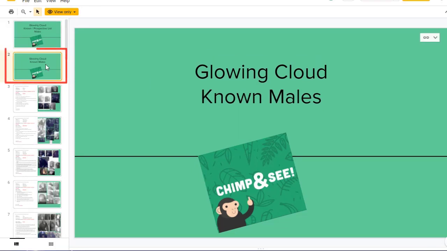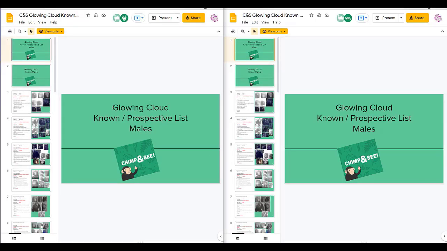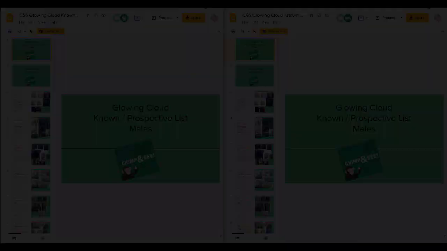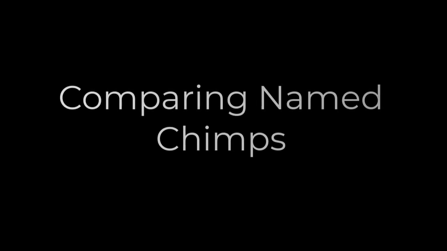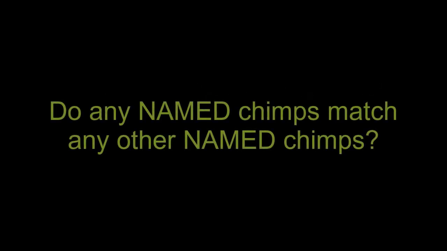The named chimps are always listed at the top in the order they were matched. Anytime I'm comparing chimps, I find it easiest to use two browser windows, each pointing to the same KNP list. The first thing we need to do is go through the list of all the named chimps and compare each chimp one by one to each of the other named chimps.